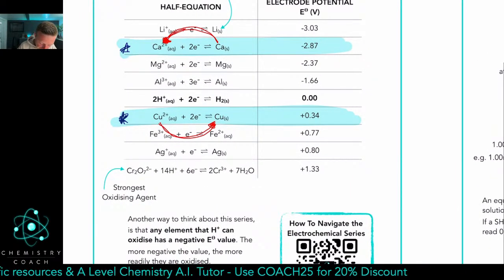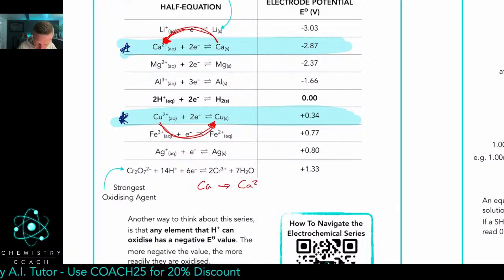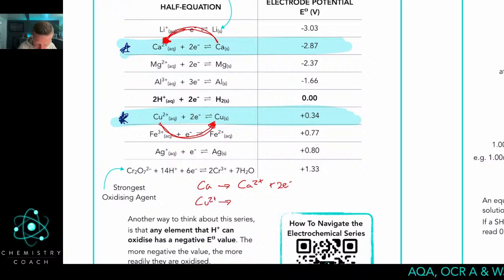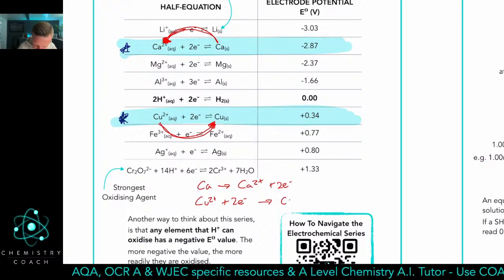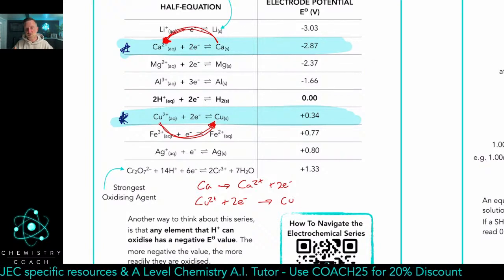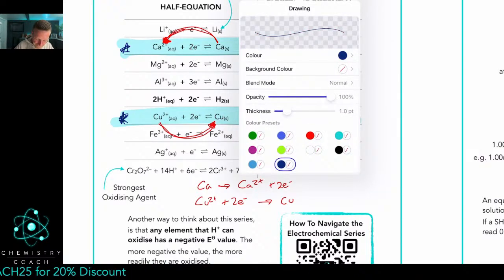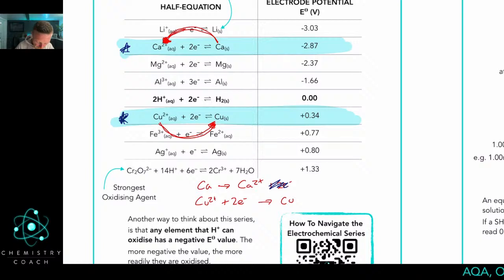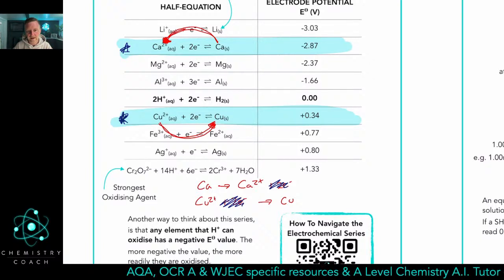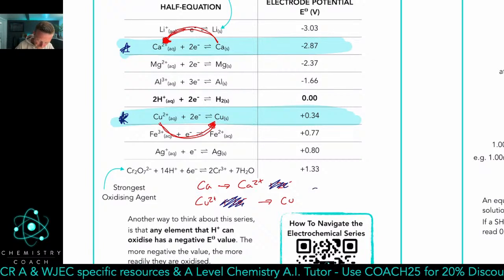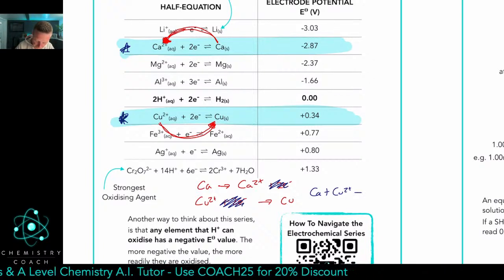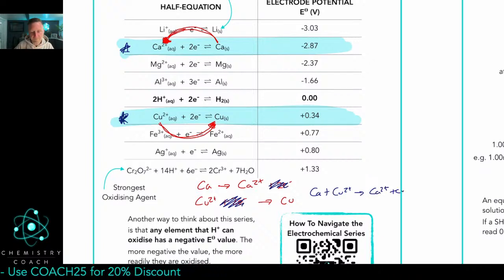And then from there, you can say that Ca is going to Ca2+ plus 2 electrons, and the Cu2+ plus 2 electrons is going to Cu. Once you've written those out in the direction that they're both traveling, above and below each other, you can just cancel out the electrons and merge the two half equations together. And that gives you your overall equation. So Ca plus Cu2+ gives you Ca2+ and Cu.